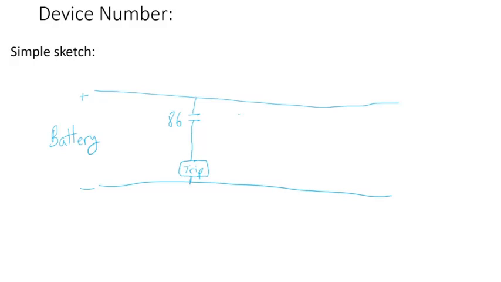Then here you might have device number 43 and probably a push button. You can call it 52 CS control switch. That's connected here. So really this is simple.